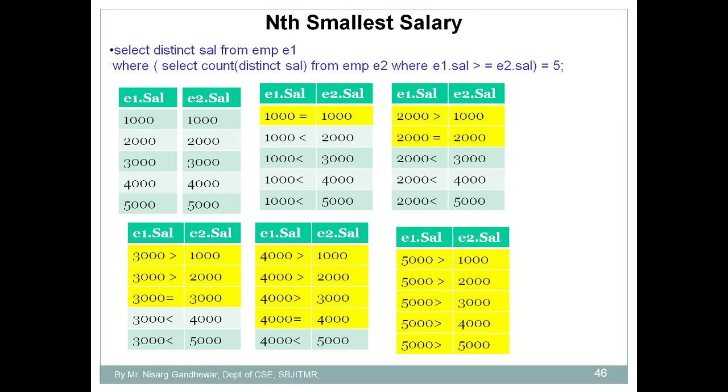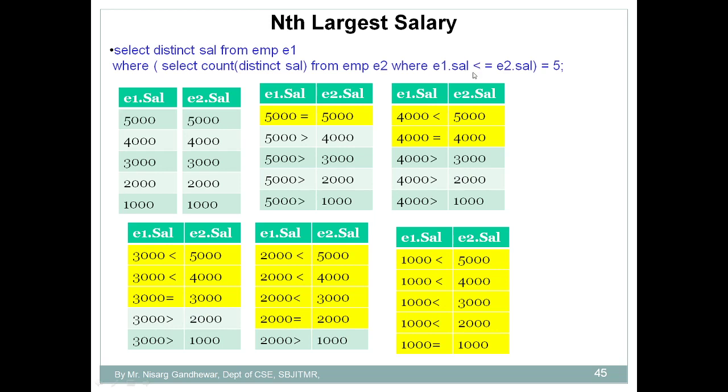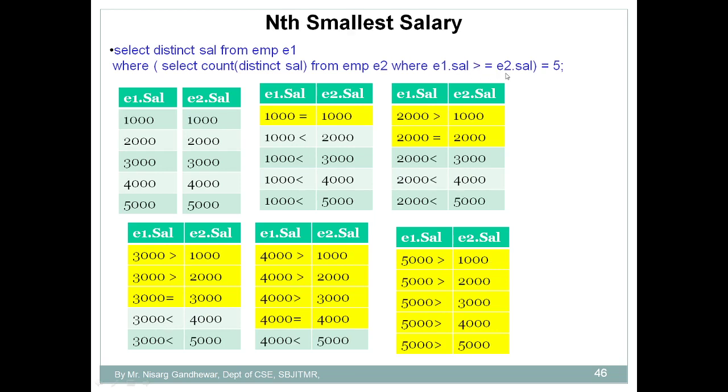In the largest salary, what we have seen is the condition E1.sal less than or equal to E2.sal. But in the case of the nth smallest salary, the condition is E1.sal greater than or equal to E2.sal. Suppose in this case I want to find the fifth smallest salary of an employee. This is how I can write the query. Try to understand the logic behind that.